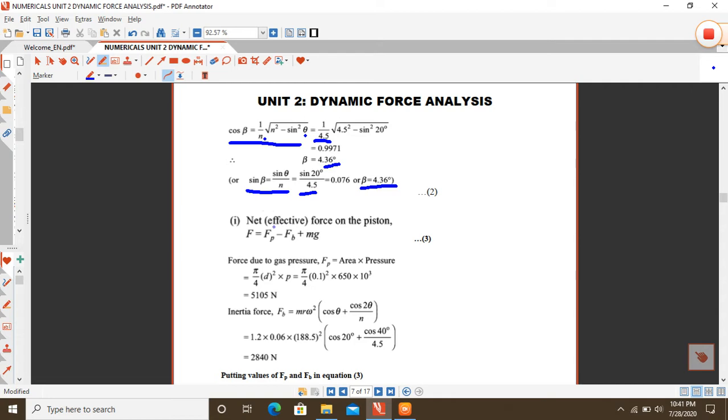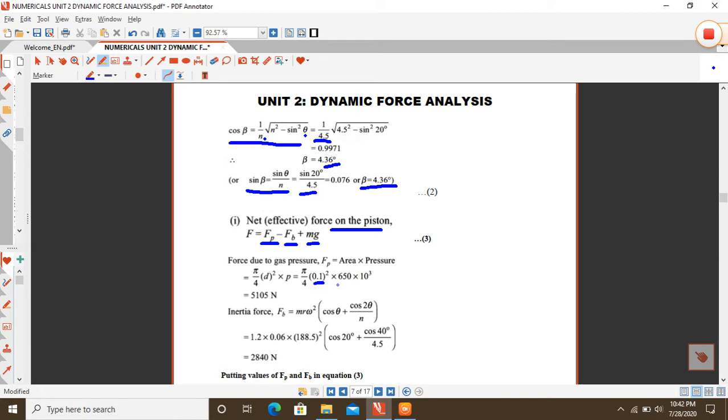Now the very first thing that is asked in the question is the net effective force on the piston. So the net effective force on the piston for the vertical engine is pressure force minus inertia force plus the weight of the engine, that is the force due to gravity. For FP, the force due to gas pressure, we know that force is equal to pressure into area, that is pi by 4 d square into P. D is given, that is 100 mm, that is 0.1 meter.